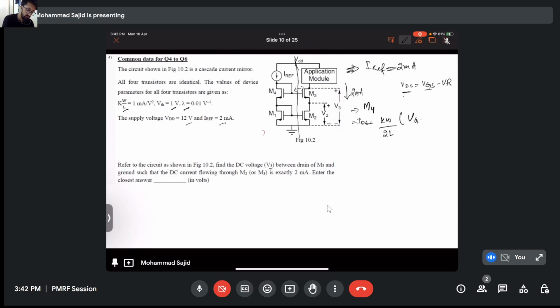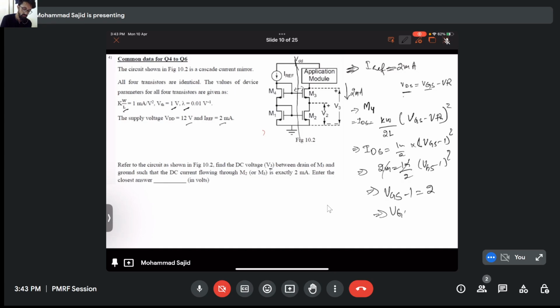So this will be VGS minus VTH. VTH for all transistors is given to us as 1, so IDS is 1 milli by 2 into VGS minus 1 whole square, and IDS is 2 milli. So 2 milli equals 1 milli by 2 times VGS minus 1 whole square. Since it's an NMOS, we will take the square root and only the positive sign. And VGS minus 1 will be equivalent to 2, so VGS will be equivalent to 3 volt. Let's call it VGS4.